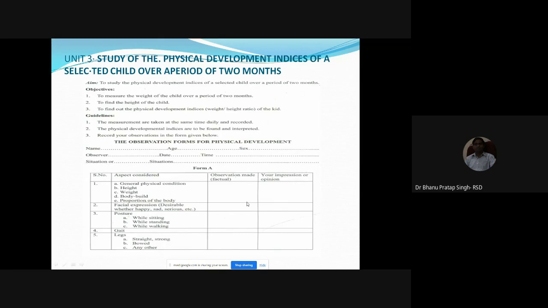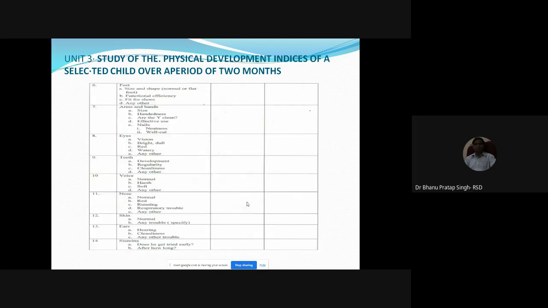Facial expression, meaning what is desirable: whether the child is happy, sad or serious. You have to write that when you observe the child. Even posture: whether the child is sitting, standing or walking. Gait: even legs, straight, strong, bowed or any other position.